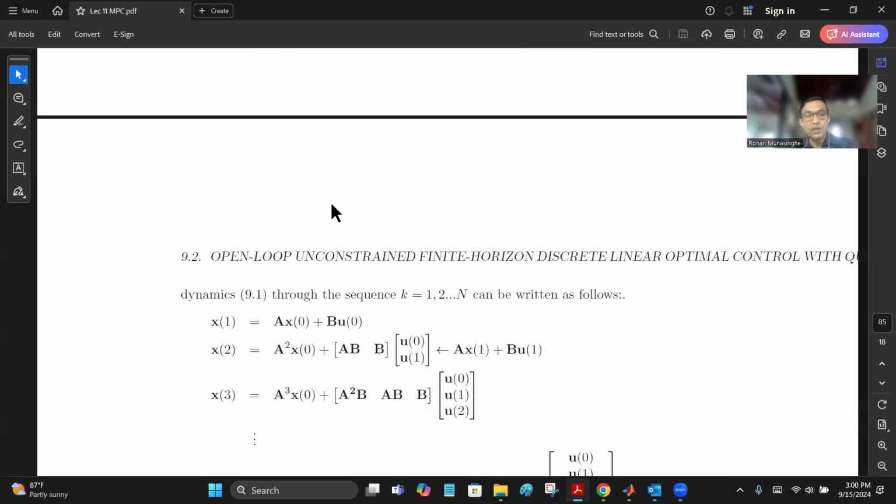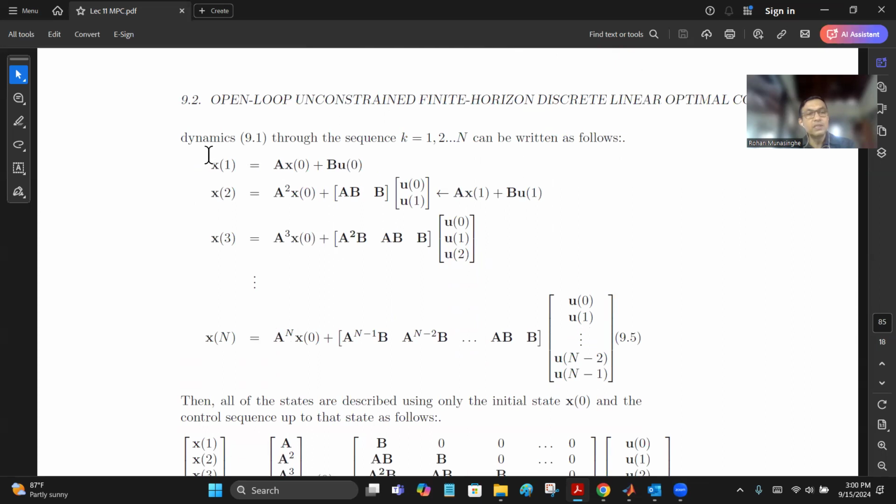So for that, we look at the system dynamics. This is the system dynamics, right? If you look at x1, the state at time 1 is the state at time 0 multiplied by A plus B u. This is the state transition in discrete time.